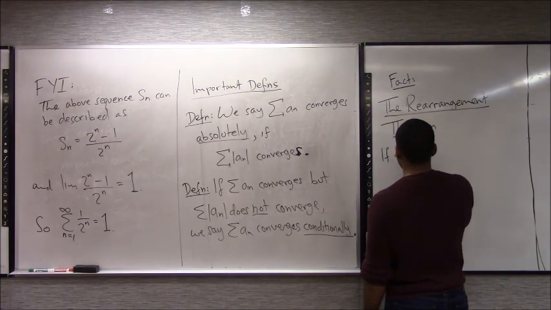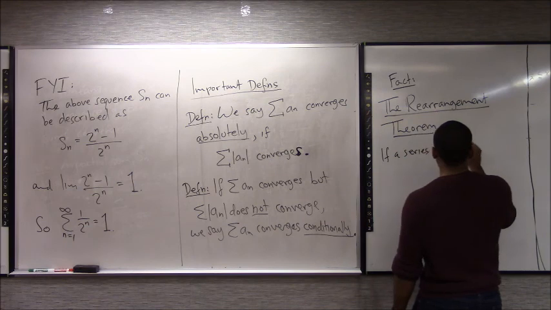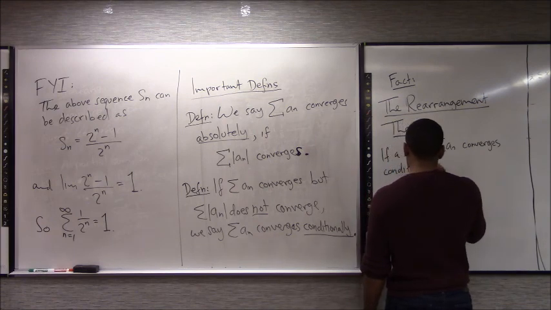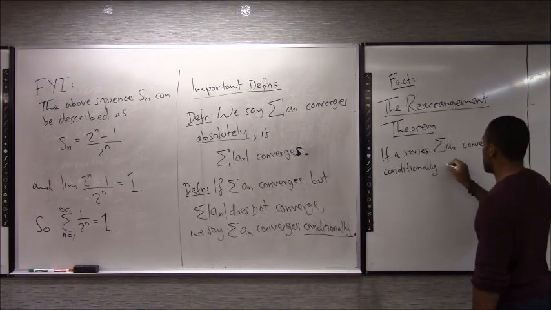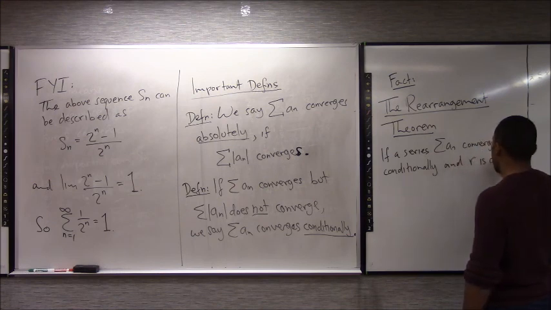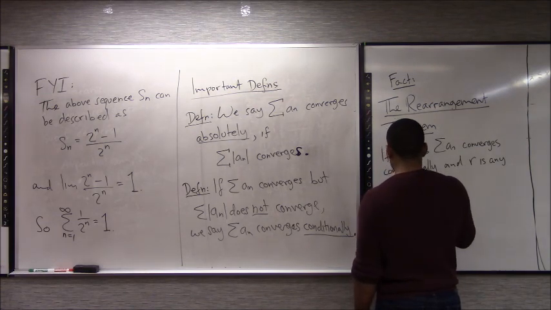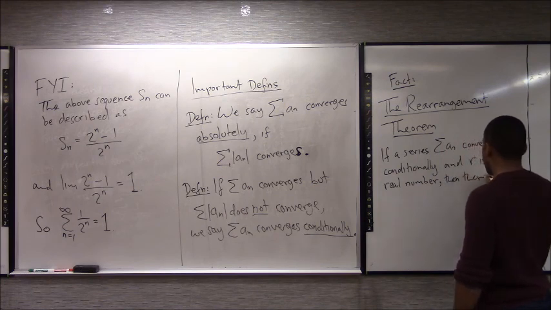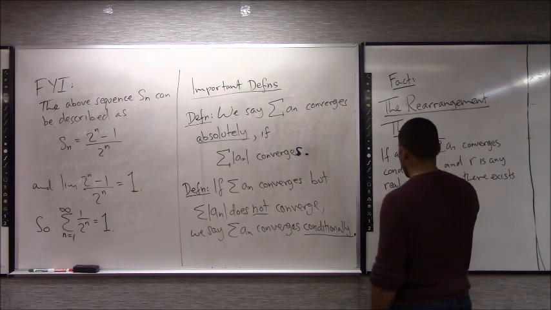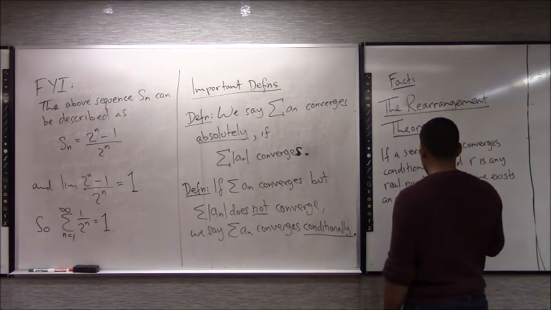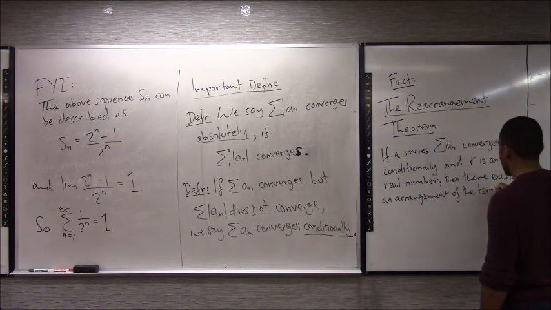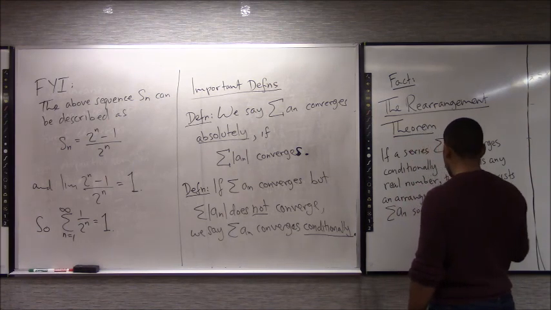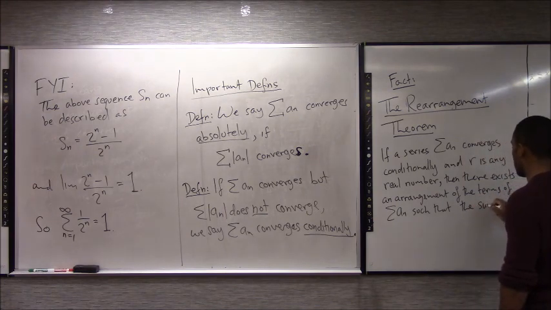If a series AN converges conditionally, and R is any real number, then there exists an arrangement of the terms of AN such that the sum will be R.